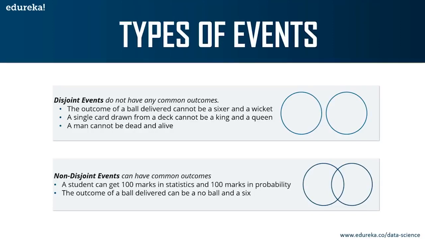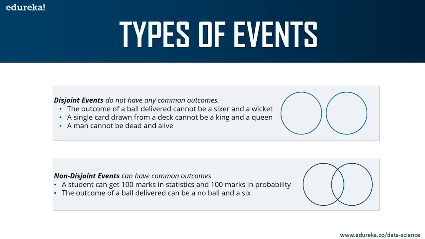Now, non-disjoint events are events that have common outcomes. For example, a student can get 100 marks in statistics and 100 marks in probability. All right. And also the outcome of a ball delivered can be a no ball and it can be a 6. Right.